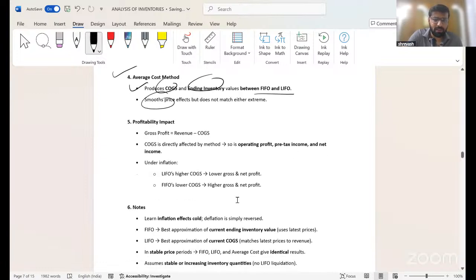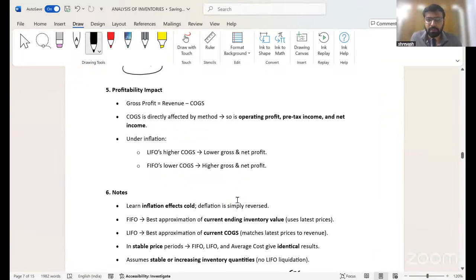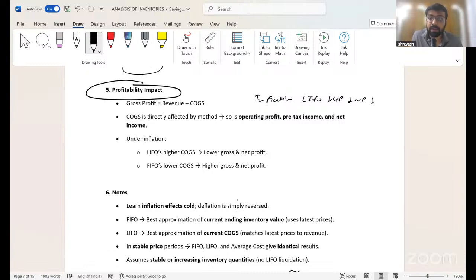Okay, profitability impact from an inventory valuation perspective. We have done this completely. Under inflation, LIFO will have a lower gross profit and ultimately lower net profit, and lower net profit and gross profit margin. In case of deflation, FIFO will have a lower gross profit, hence lower net profit, and ultimately lower net profit margin and gross profit margin. Right. That is what this would be.